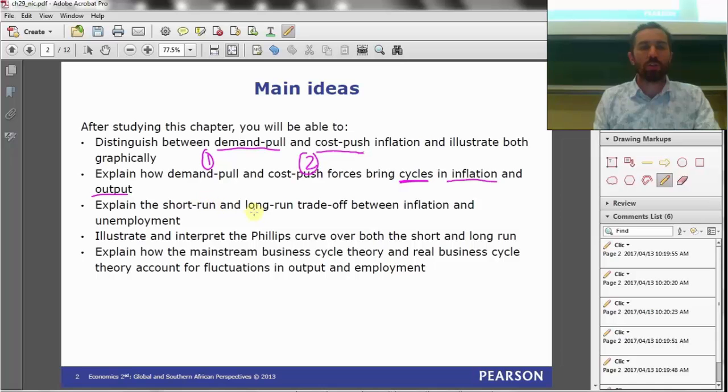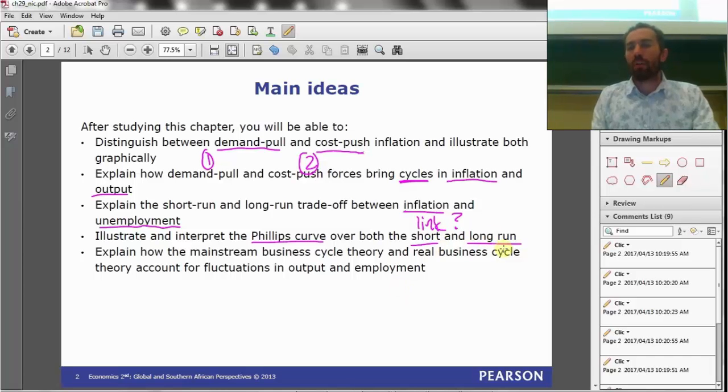We're going to explain the short run and the long run trade-off between inflation and unemployment. In other words, if there is an apparent link between inflation and output, that gives us some suggestion that there's going to be a link between inflation and unemployment. Okay? What is that link? We're going to diagrammatically show that link in something called the Phillips curve. So we're going to illustrate and interpret that Phillips curve. And we're going to see that there's a short run relationship and a long run relationship.